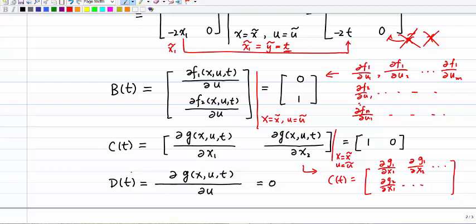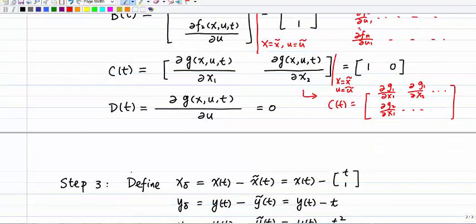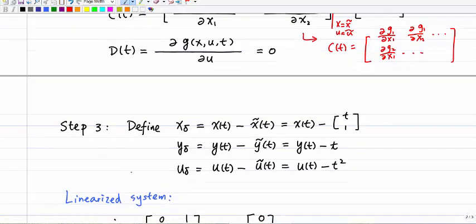So D will be partial g over partial u. You can follow the same principle to figure out what Dt is. Apparently g is not a function of u, so the partial of that will be 0. The last step is to define x delta, which is xt minus x tilde t, where you replace the nominal solution we figured out for x, which is t and 1. And y delta is yt minus y tilde t, which is yt minus t. This is my nominal output. u delta will be ut minus u tilde, and u tilde is t squared, right?